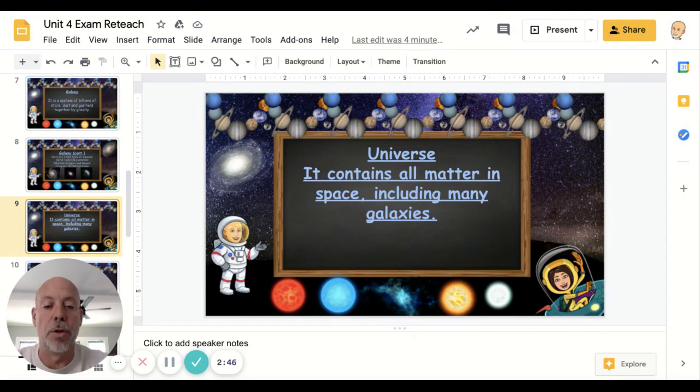A universe. Our universe contains all matter in space, including many galaxies. So basically, the universe is all of space that we can see or imagine being able to see.